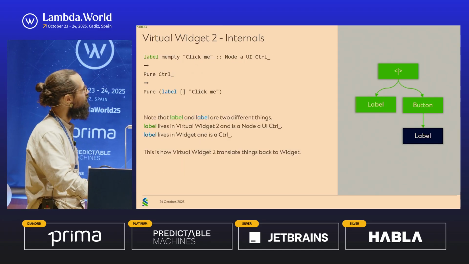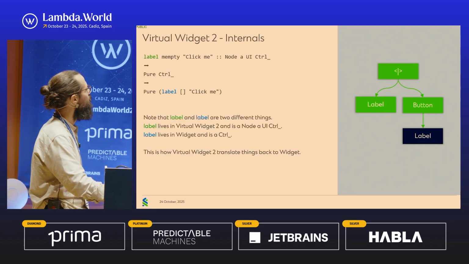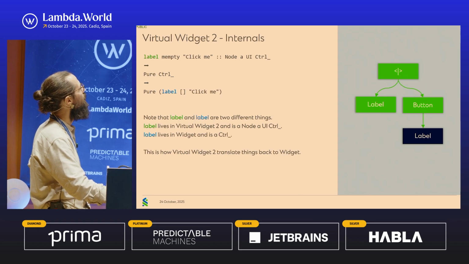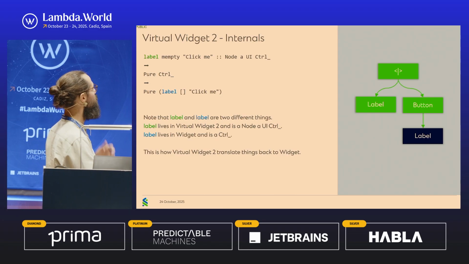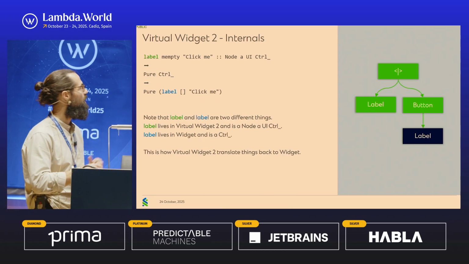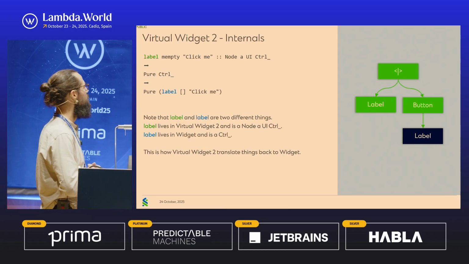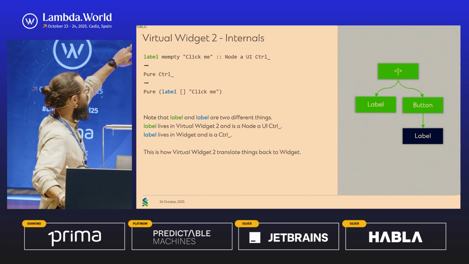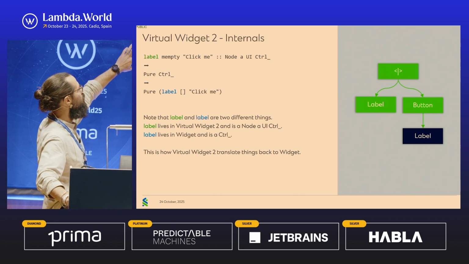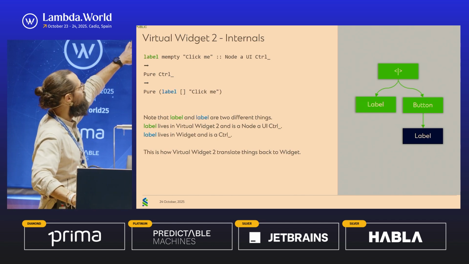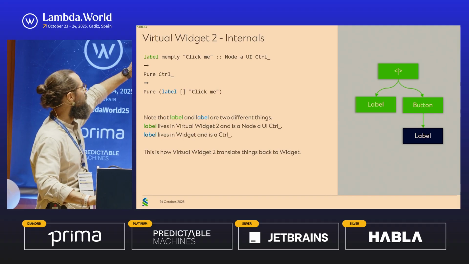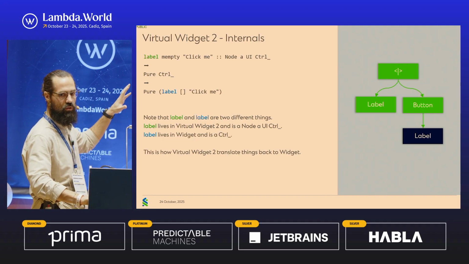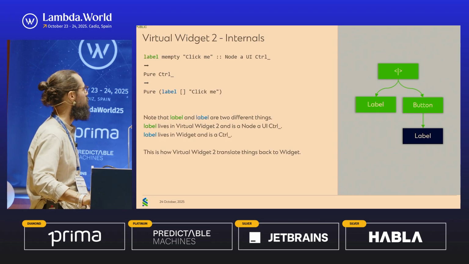Okay, let's take a look at the other part of the tree. Well, this is pretty simple. So you have a label that says click me, and that never changes because it always displays click me. So that gets translated into a pure node that says label click me. That's fairly easy. Notice that there are two labels at play here. You have the green label and the blue label. The green label lives in Virtual Widget 2, and the blue label lives in widget. And this is how everything in Virtual Widget 2 eventually gets translated to actual widget.